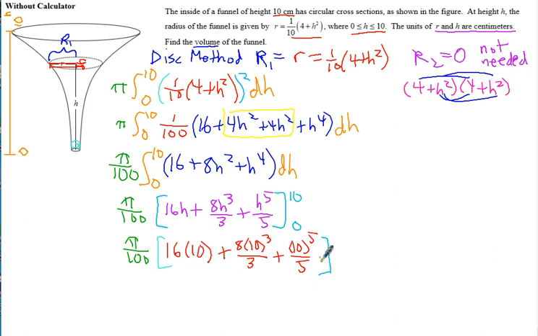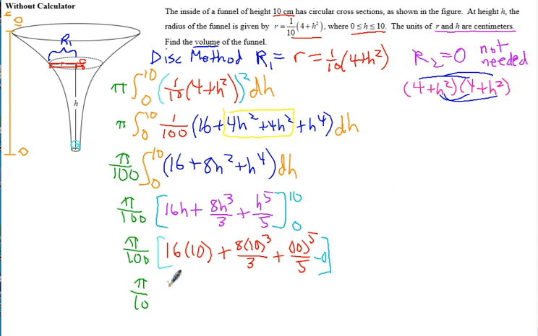And then minus, when you plug in the 0, all those are going to be 0. So notice all the terms have a 10. So you could factor out a 10, and that works out nicely with a pi over 100 because that will reduce 10 pi over 100. That will just reduce to pi over 10 on the outside.